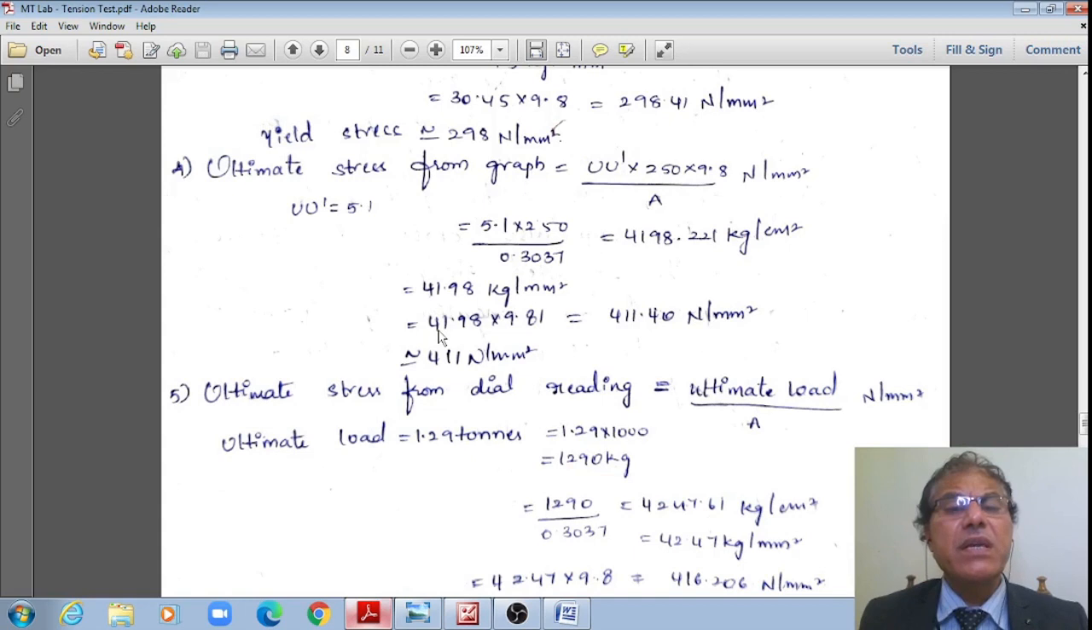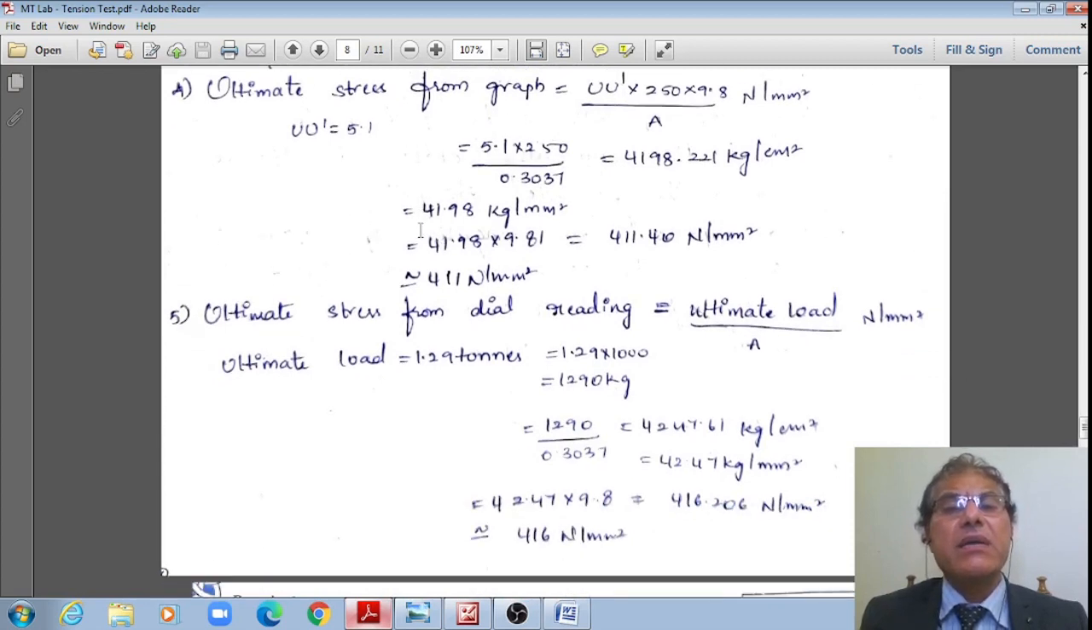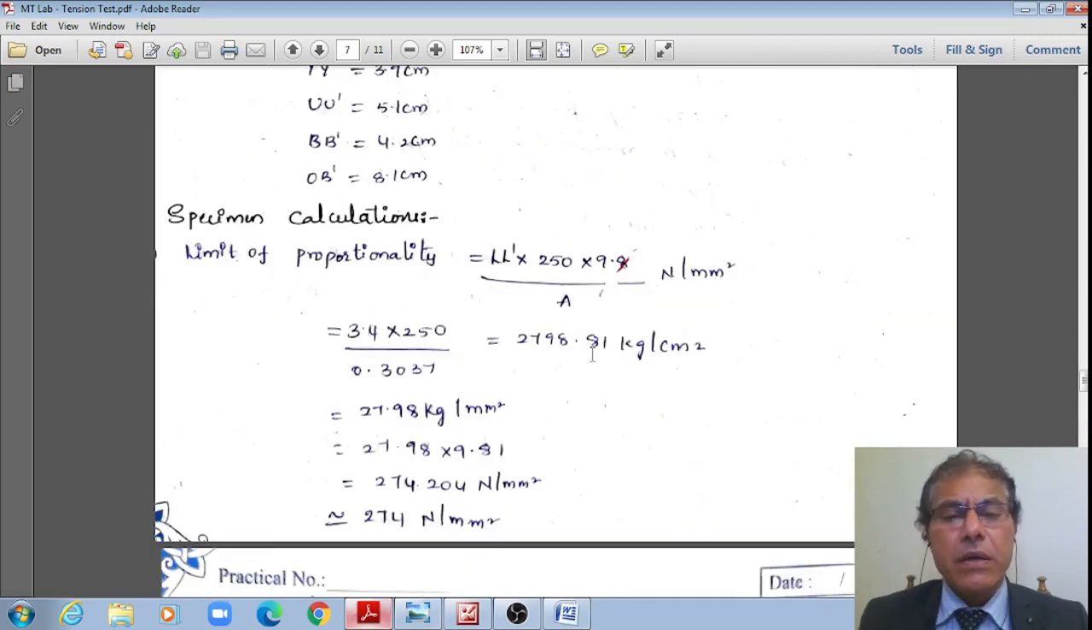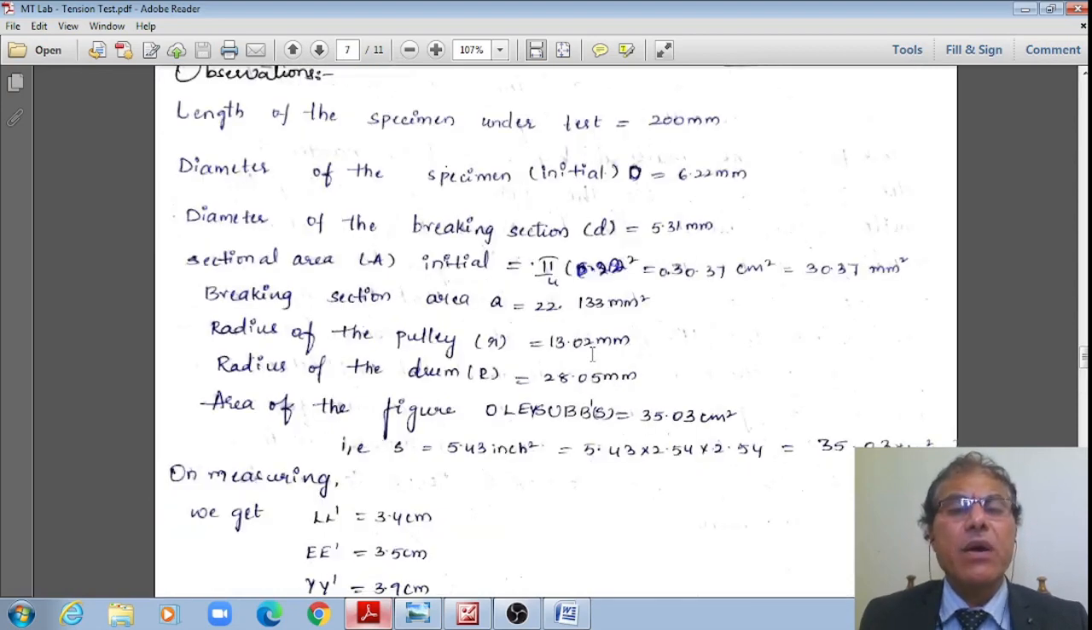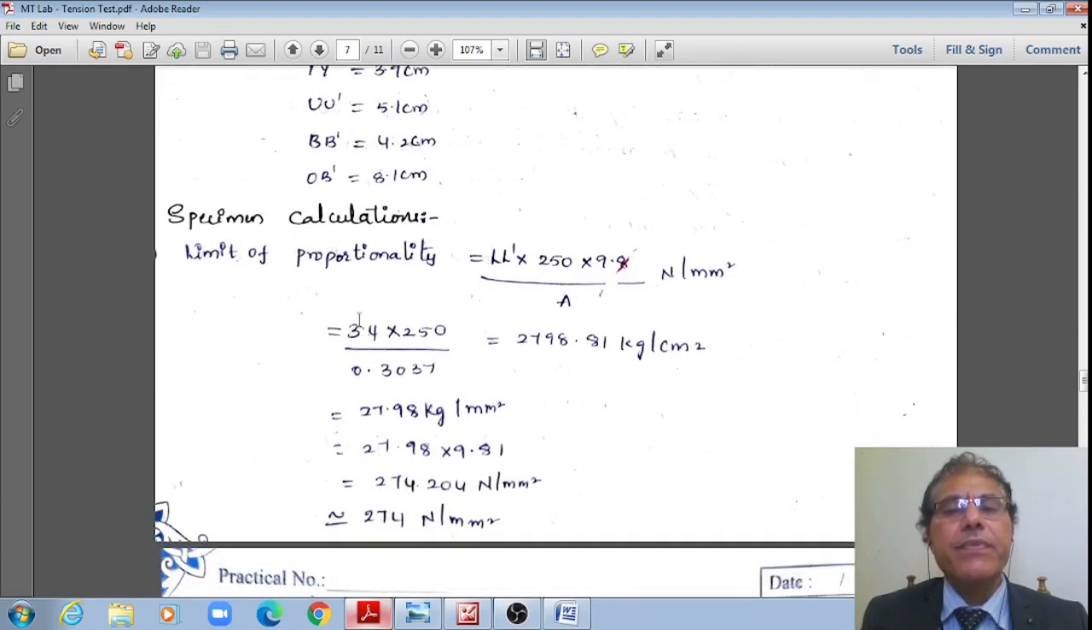Also, another observation is that while conducting the experiment, I have just noted the yield stress as well as the ultimate stress, and that ultimate stress from the dial gauge, I have just noted as, say, 1.29 tons. Now I'll explain that during the calculations. These are my different observations while conducting the experiments, right? Once I take the different observations, now let me do the calculations. Therefore, now I'm showing the calculations to you.